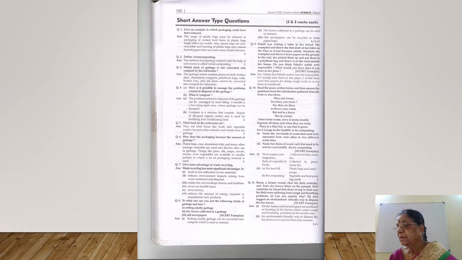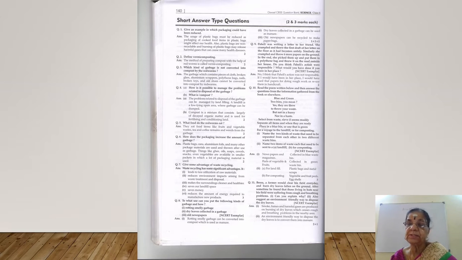Then how is it possible to manage problems related to disposal of garbage? The problems related to disposal of garbage can be managed by landfilling. What have I said? In CBSE, when writing question answers, we should start the answer from the question, as in: how is it possible to manage the problem related to disposal of garbage, then the problems related to disposal of garbage can be managed by landfilling.